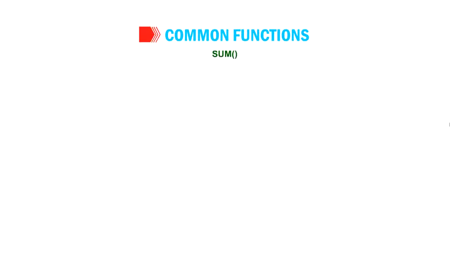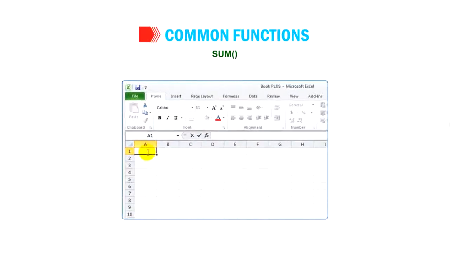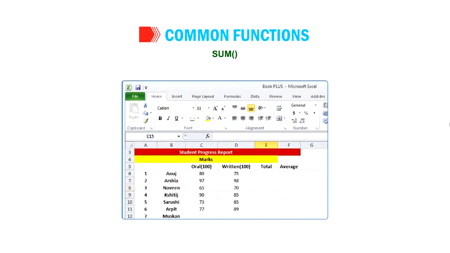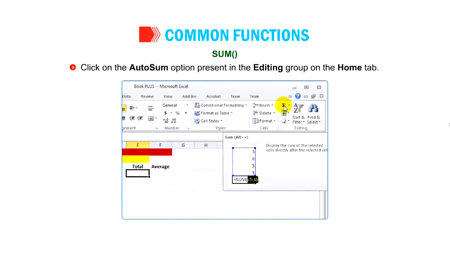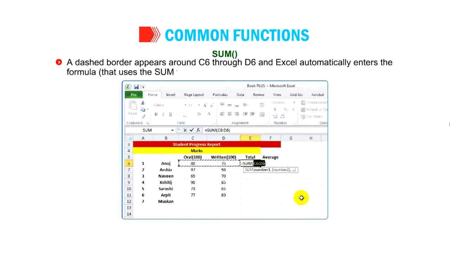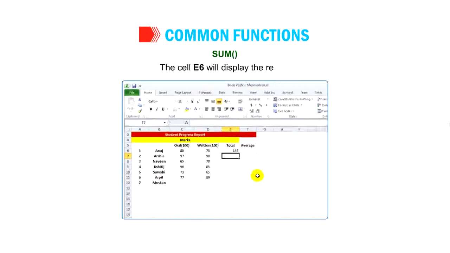SUM parenthesis. Let us use this feature to calculate the total of marks obtained by Anuj. Enter the data as given in the figure. Click on the cell E6 where you want to place the total of the marks. Click on the AutoSum option present in the Editing group on the Home tab. A dashed border appears around C6 through D6, and Excel automatically enters the formula that uses the SUM function in the cell E6. Now press the Enter key. The cell E6 will display the result.